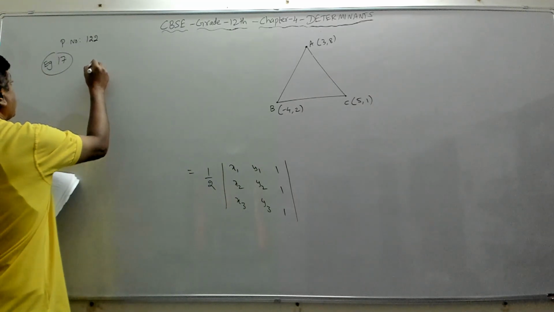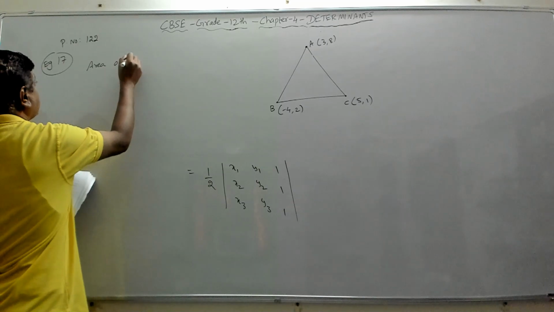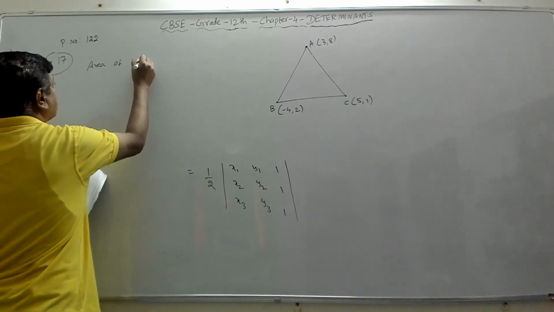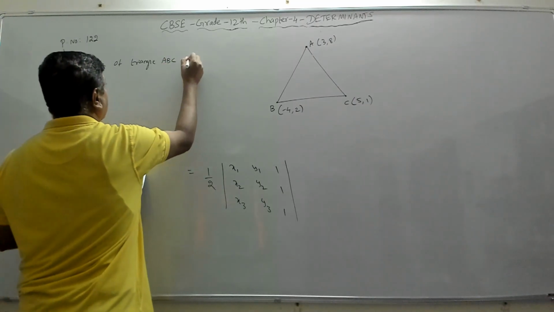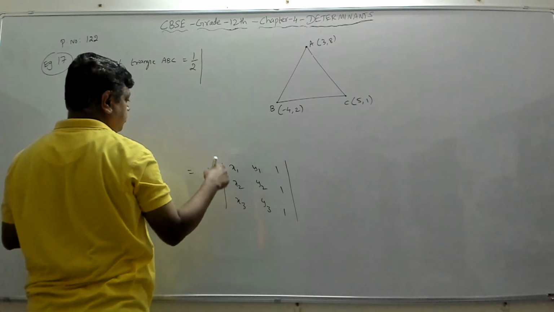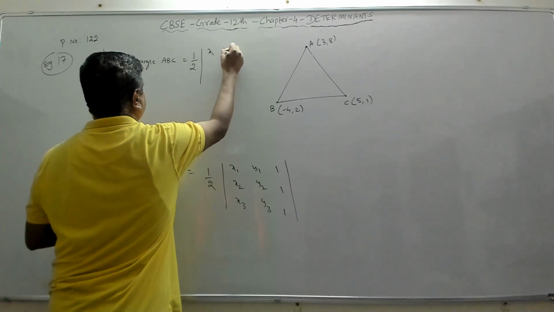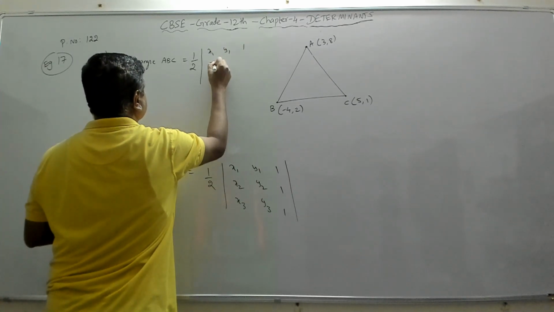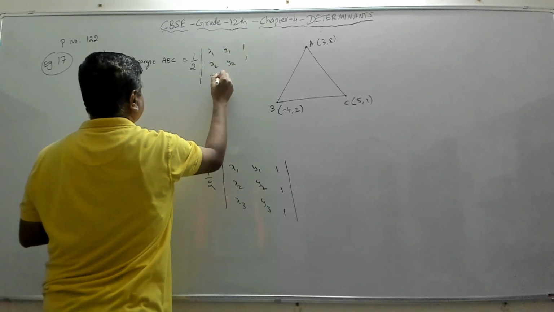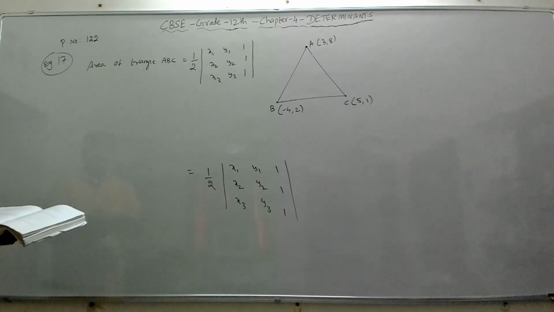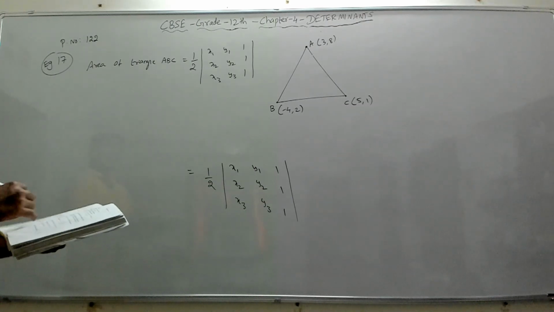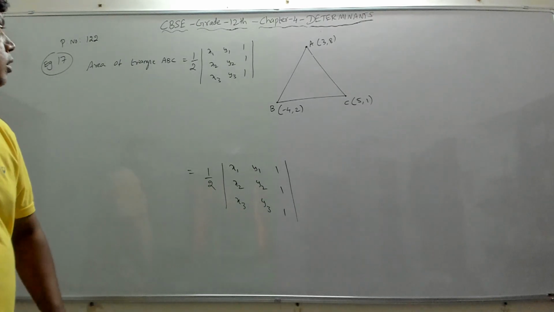So what is the area of the triangle in terms of determinant? Area of triangle ABC is equal to half of the determinant of this one: x1, y1, 1, x2, y2, 1, x3, y3, 1. Fine. So if you use this, we will get the area of the triangle.